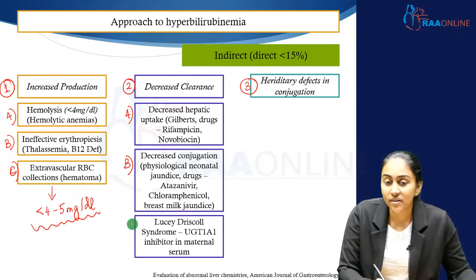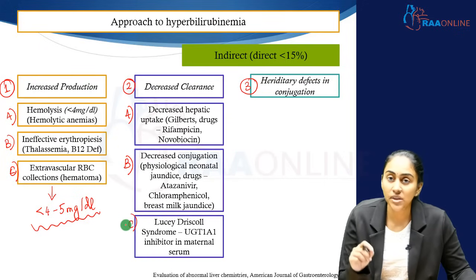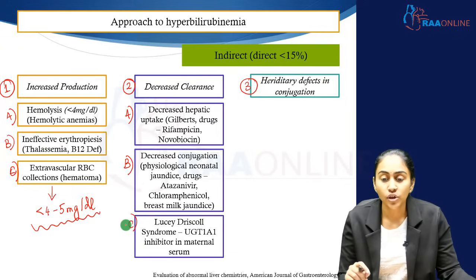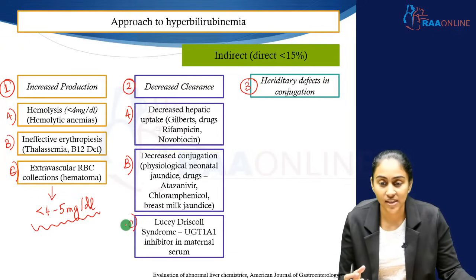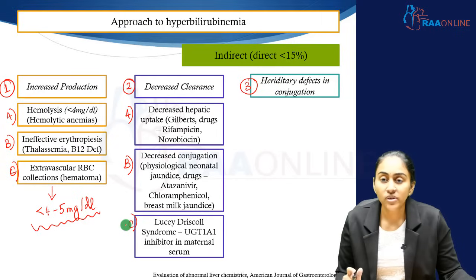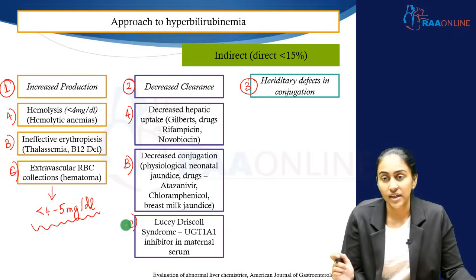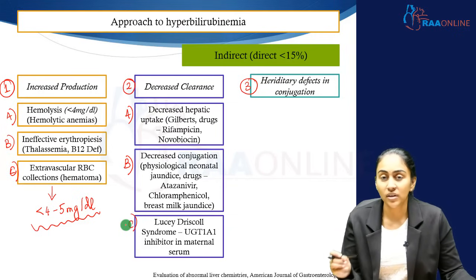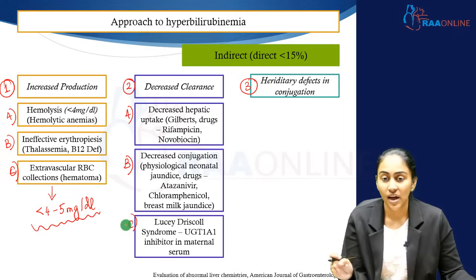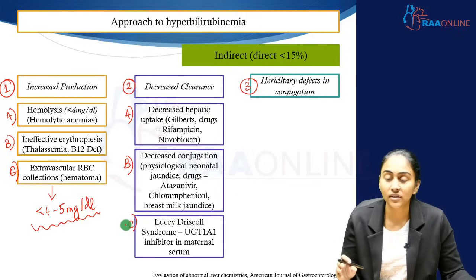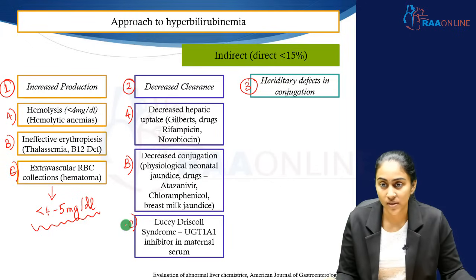And finally, you have a unique syndrome called Lucey-Driscoll syndrome, where the maternal serum has inhibitors to UGT1A1, which is the conjugating enzyme. Therefore, patients can have neonatal jaundice, transient familial neonatal jaundice. So, these are the different causes of decreased clearance from the blood, which can result in indirect hyperbilirubinemia. Particularly, drugs like rifampicin and atazanavir need to be remembered. All the others are neonatal related causes.